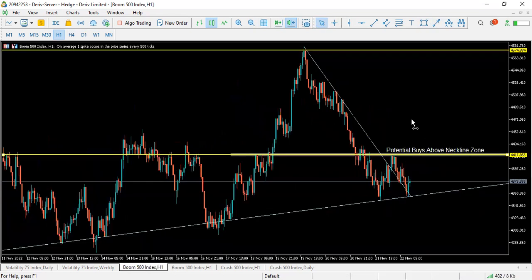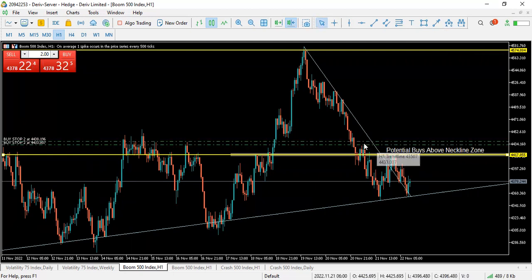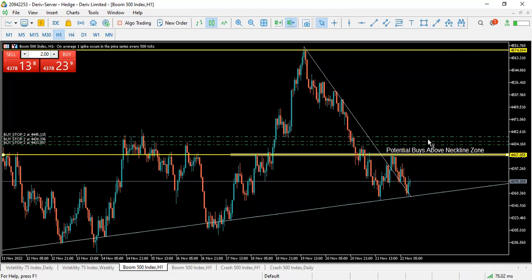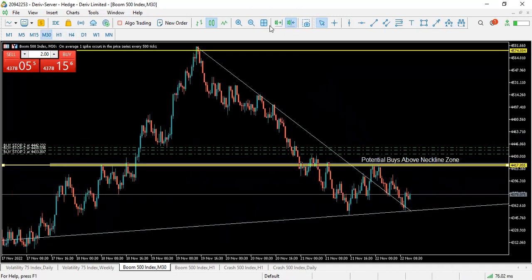So once it breaks the neckline, we are going to enter buys. Beautiful. We hold them all the way to the zone above there. Buy stops, buy stops, buy stops. I can just place them above the neckline, something like that. Something like this. So beautiful. This is the structure and setup for the Boom 500.